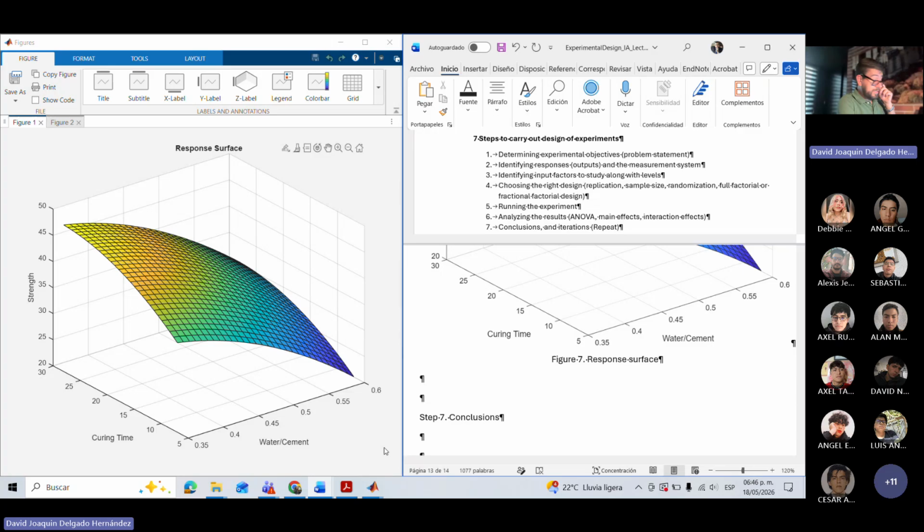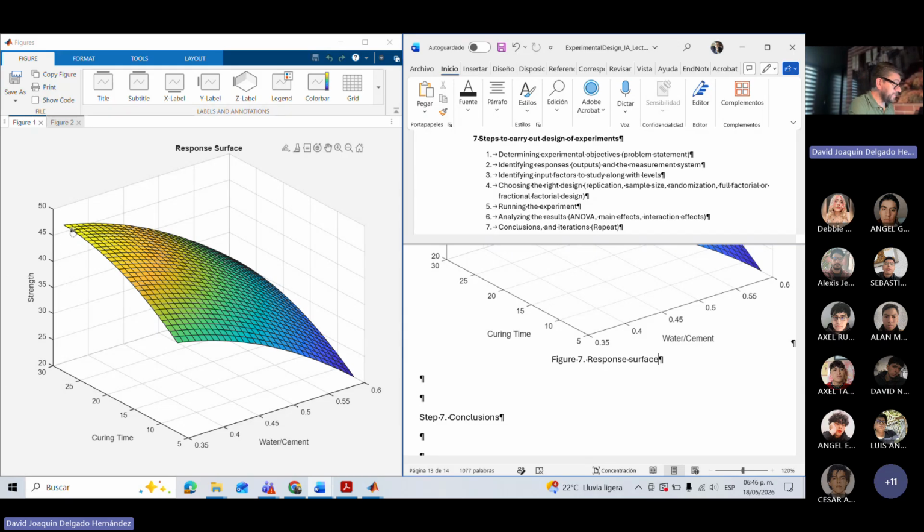Okay, what does that mean? Look, in one axle, you have the different combinations of water cement, okay? 0.35, 0.4, 0.45, 0.5, and so on until 0.6. And on the other axle, you have the curing time, which is 5 days, 10 days, 15 days, 20, so on until 30 days. Okay, that is the maximum value in this axle. And in the vertical axle, you have the strength.